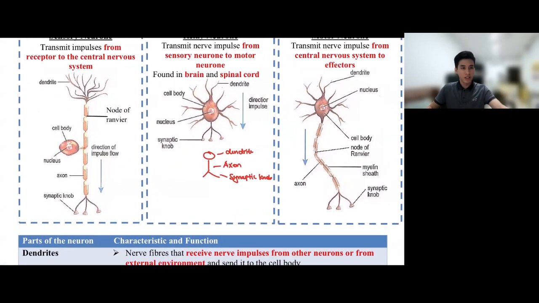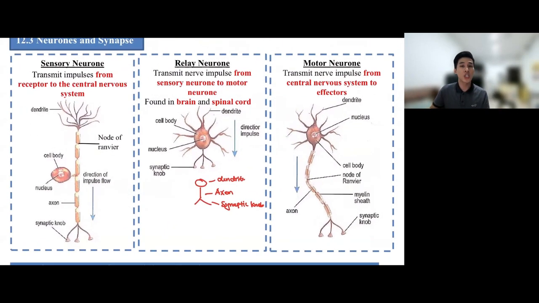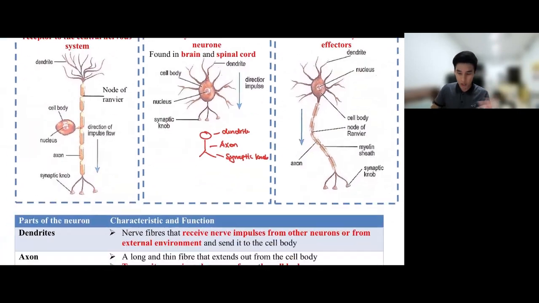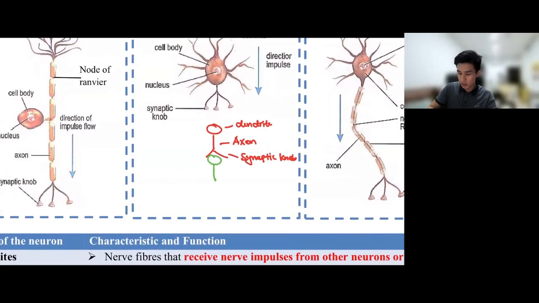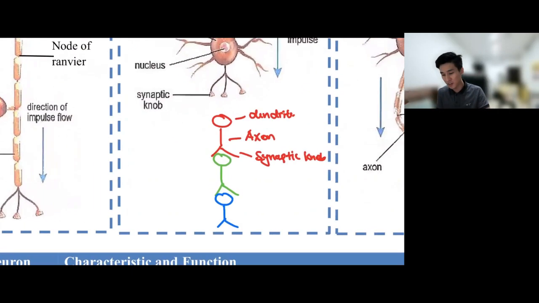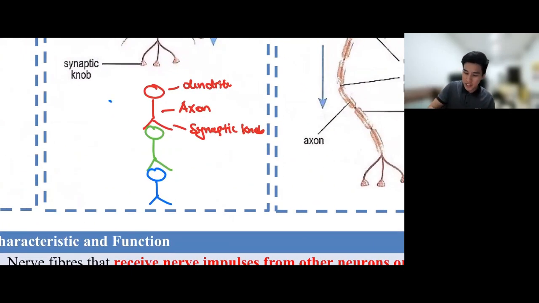Now, neurons are all connected to each other, meaning sensory is connected to relay, and relay is then connected to the motor neuron. So it's like they're attached to each other, like humans attached to each other. You heard of something called human centipede. So it's that. If you know, you know. If you don't know, go look it up yourself. Basically you have sensory, relay, motor neuron, and they are connected to each other.